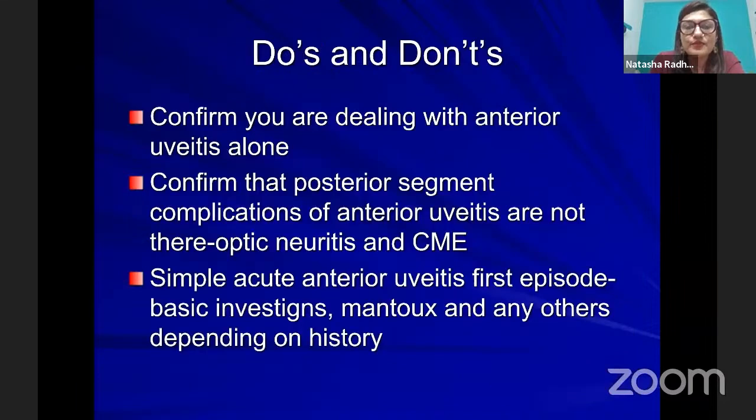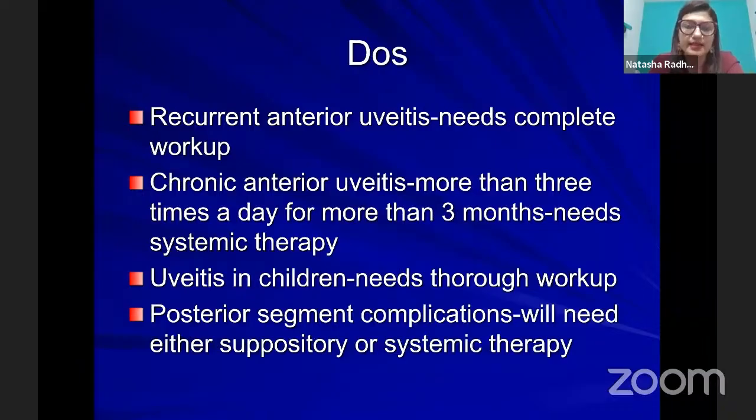And so in uveitis practice, I find that even though you ticked all the boxes, you can still end up getting surprised. So do's and don'ts: confirm you're dealing with anterior uveitis alone. Confirm that posterior segment complications of the anterior uveitis are not there. Simple acute anterior uveitis, you do your basic investigations. Other investigations should be tailored according to the history and findings. Then in your chronic anterior uveitis that needs drops more than 3 times a day for more than 3 months, you should be giving the patient systemic therapy.